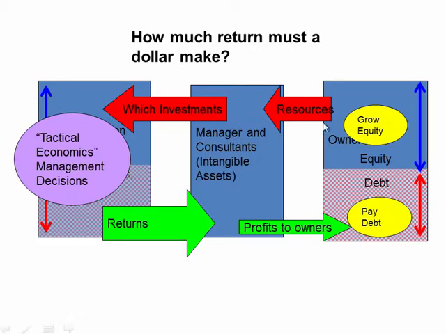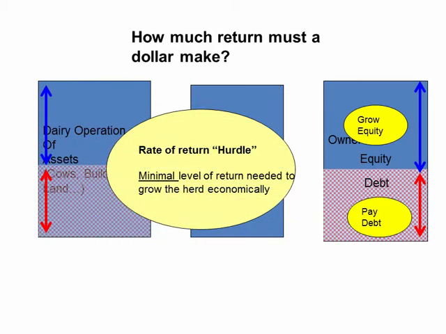So in other words, given that you have a pool of assets, you have to make investment decisions that are going to help you ultimately pay your debt obligations and grow your equity. If you can't achieve those goals, you're going to look elsewhere in terms of where you're going to use your asset dollars. And so what's convenient is to put this in the form of what's called a hurdle rate.